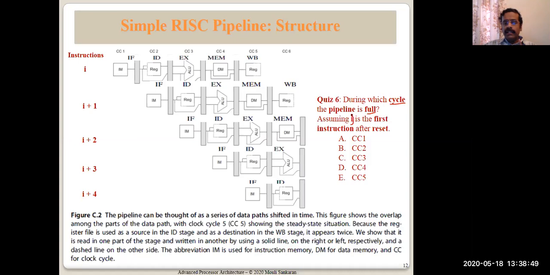Assuming I is the first instruction after reset, that means when I came, there was no instruction in these stages. On reset, everything is reset, all the pipeline. The first instruction is read, it is coming here, and these blocks are doing nothing. I am going to ask you a question. In which cycle is the pipeline full? That means every stage is having one instruction to process.